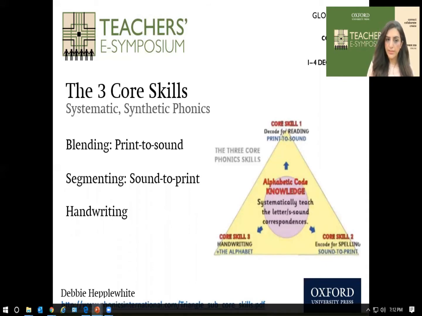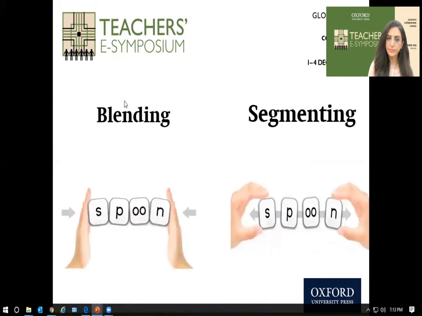So if we look at systematic synthetic phonics as an instructional program, there are 3 core skills that we want to teach children. The first is blending, where we go from print to sound. The second skill that we want to teach them is segmenting, which is the reverse, actually. So you're going from sound to print. And this is an essential skill that students will need to be able to spell words. And then there's, of course, handwriting. So all of these 3 go hand in hand. So let's look at blending and segmenting.